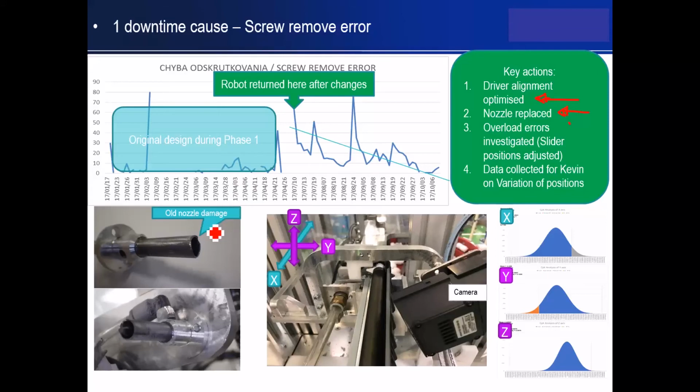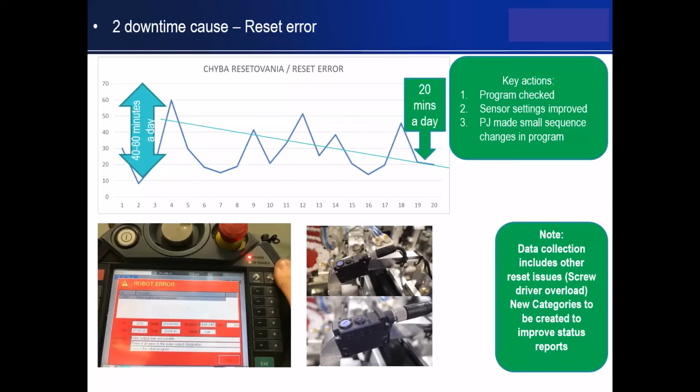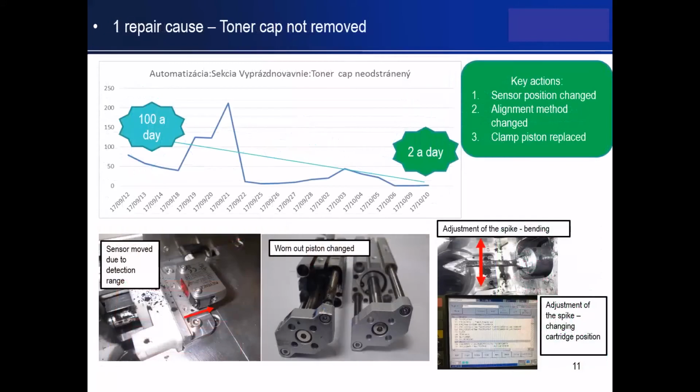So you can see, look, they're running the machine with a damaged nozzle. So I've got to replace that, but then you've got to put a proper maintenance procedure in place. This is simple stuff, by the way. It's not difficult. It's easy things to do. More things on the reset error. This is the toner cap not being removed. Each one, she's going through the details of how she got each one of these and removed the variability.